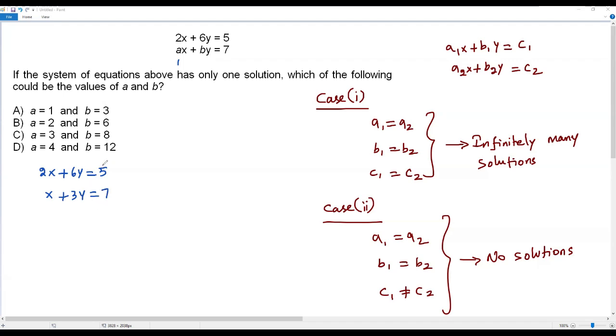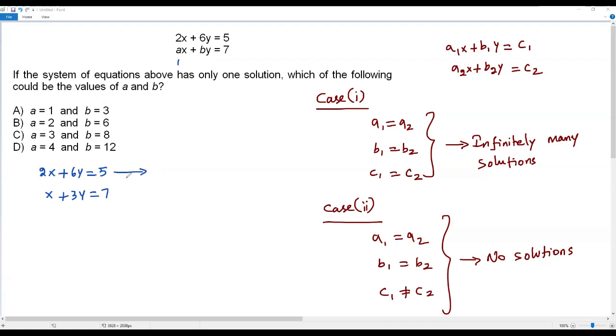Now when I look at the first equation, the coefficient of x and the coefficient of y, that is 2 and 6, both of them have the greatest common divisor 2. Since both have the greatest common divisor 2, we can divide each term of the first equation by 2. Now let me do it.